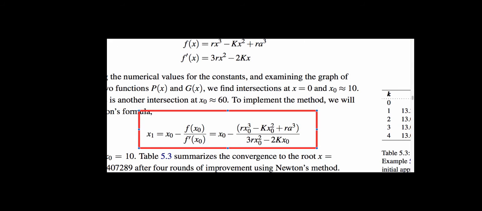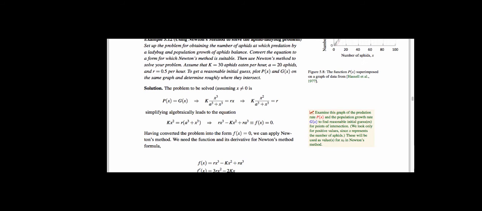And here we see Newton's formula as derived previously, now filled in with the value of the function at x naught divided by the value of the derivative. Next we ask, what should we use for an initial value x naught? This is best done by looking at the graph of both functions p of x and g of x and getting an approximation for where they intersect.